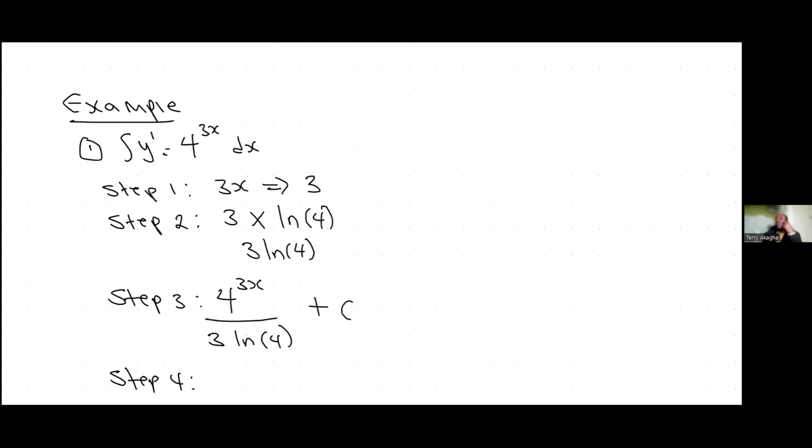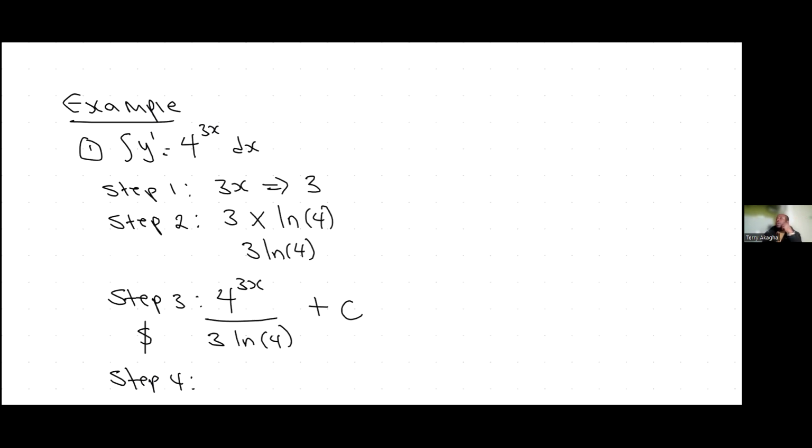So I can say step 3 and 4. Are you seeing it? And that is that. So when you have this, you differentiate the power, you multiply the power by the ln of the base, and you divide it by the what? The original question. You divide the original question by the answer you get.